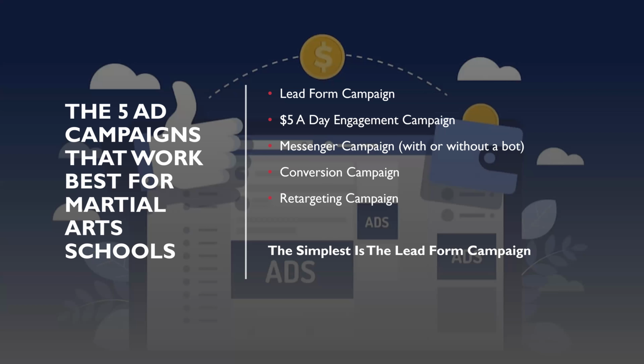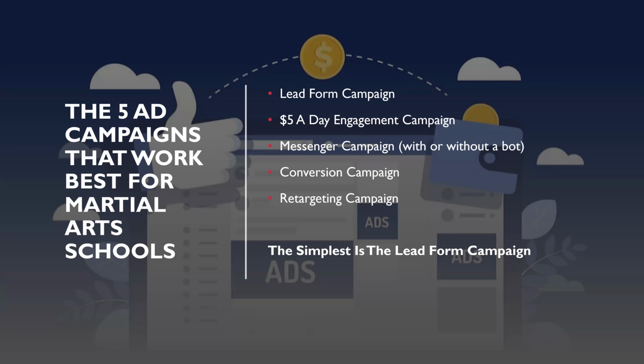Some people like messenger campaigns where the person clicks on the link within the ad, it goes through to your Facebook Messenger, and you can get them to book their trial or come in for a trial from the messenger campaign. Some people use a bot, something like ManyChat, which is an automated bot that will answer people's questions and direct them and get them signed up for trials. You can use those. They're becoming less popular because a lot of people prefer to speak to an actual person.